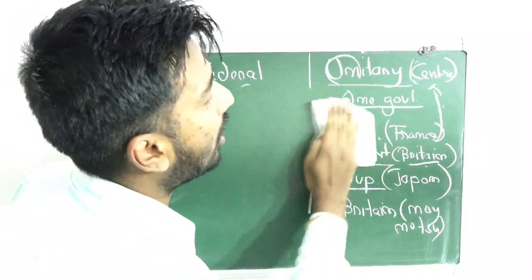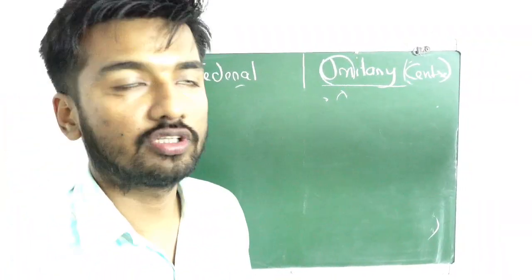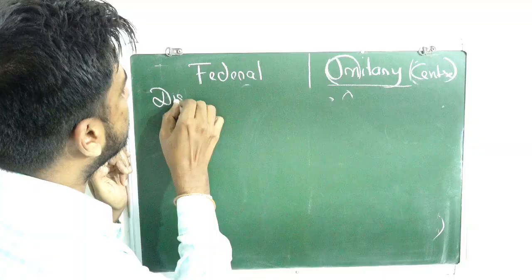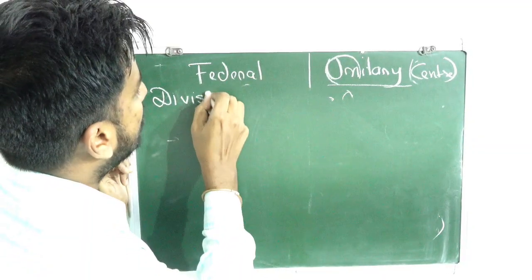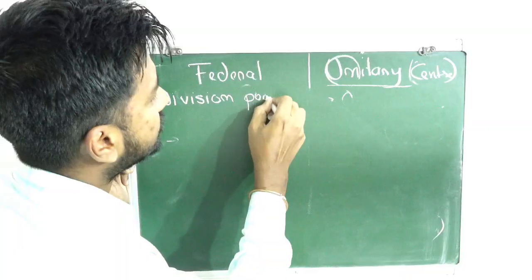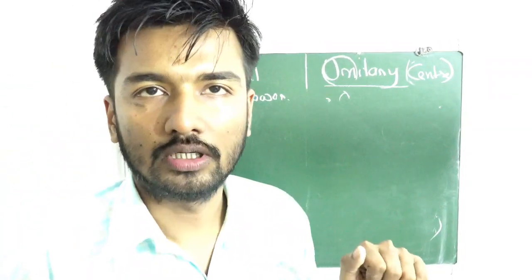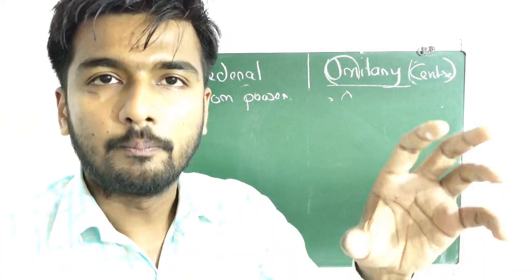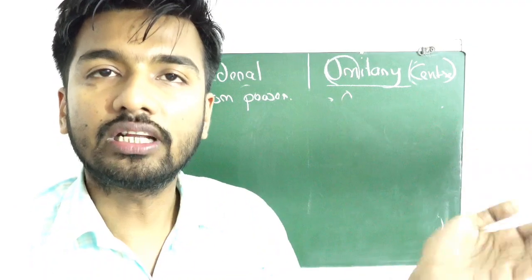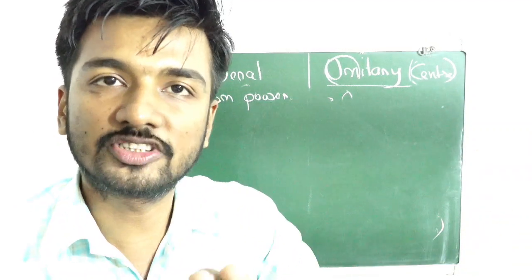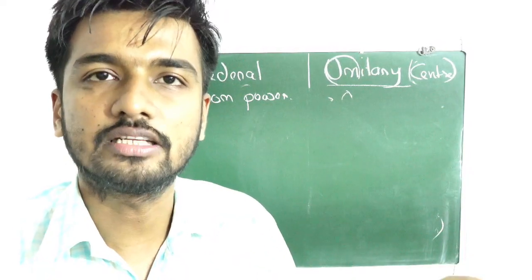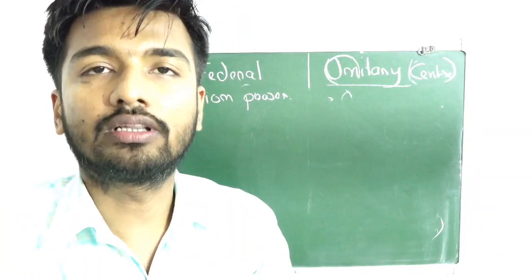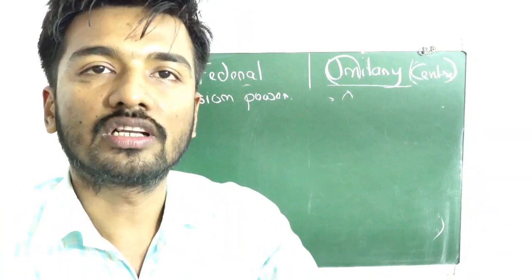Another is division of power. Let me write out division of power. So in a federal system there is division of power. What does division of power mean? According to the constitution, it has divided many fields or sectors in which the union government can make laws, and there are some spheres or areas in which the state government can make laws, and there are some parts in which both the state and the union government can make laws.